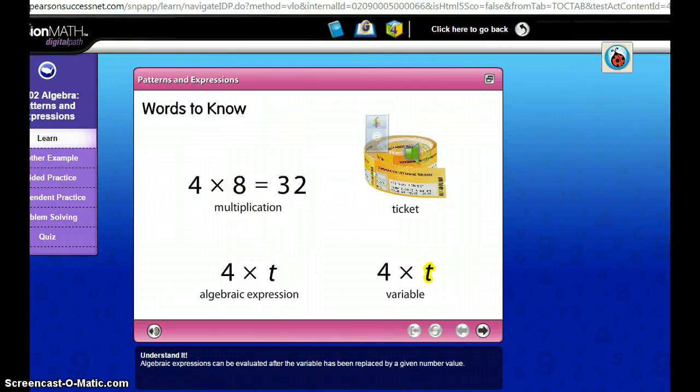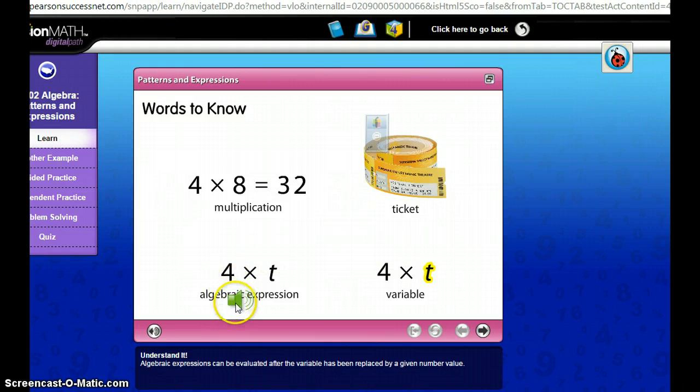Multiplication, ticket, algebraic expression, variable. We know a variable is a letter, lowercase, that stands in the place of a number. What does an algebraic expression have to have? 3 things it has to have. Hope? A number. Has to have a number. What else, Hope? A variable, and an operation. Yes, a number, a variable, and an operation.